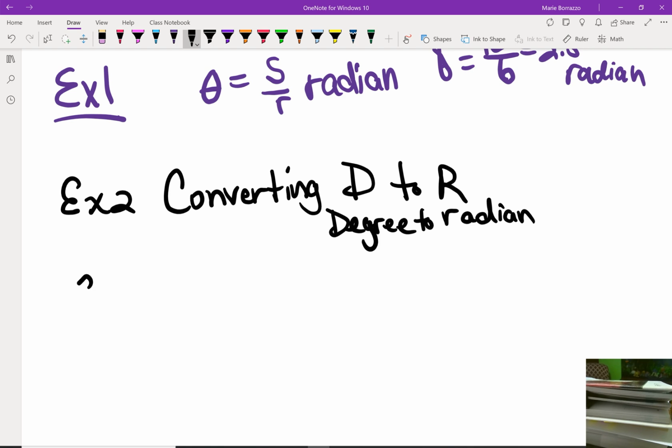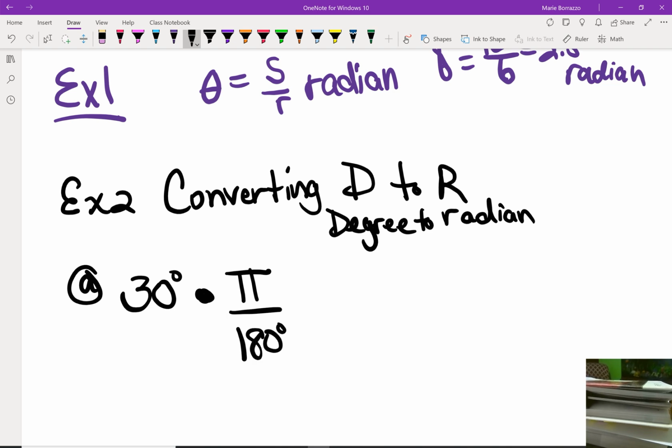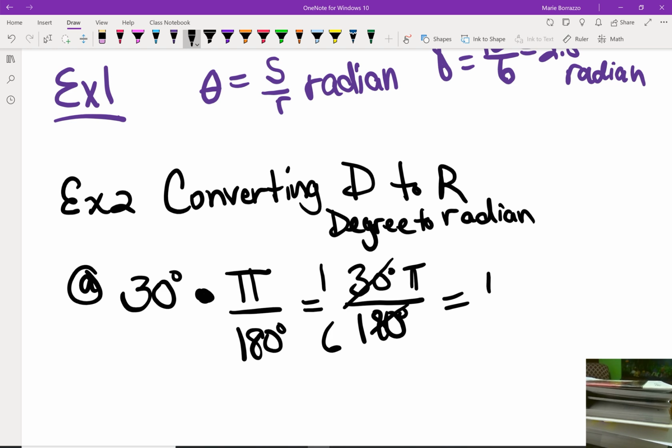In part A, they want us to convert 30 degrees. When we do this, it's very simple. What we're going to do is multiply by pi over 180 degrees. This becomes 30 degrees times pi over 180 degrees, which reduces. 30 goes into 30 once and into 180 six times, and we end up with pi over 6 radian.